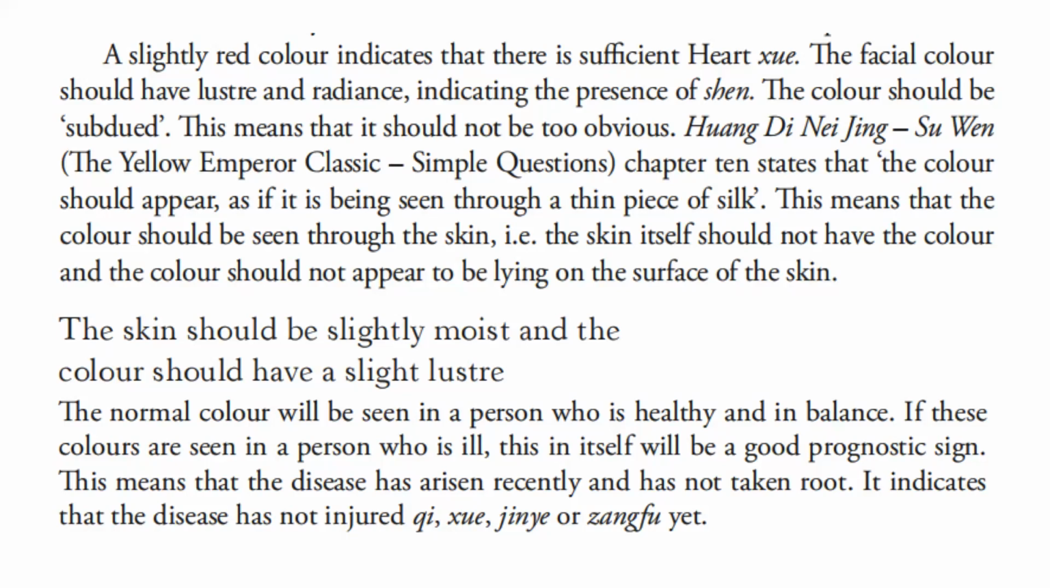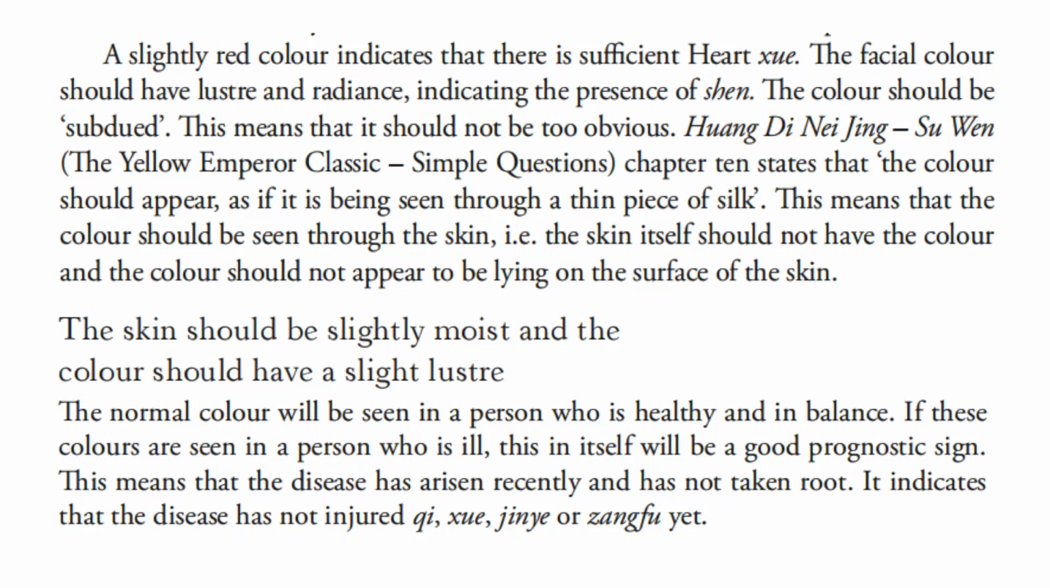Huang Di Nei Jing, Su Wen, the Yellow Emperor's Classic, Simple Questions, in chapter 10 states that the color should appear as if it is being seen through a thin piece of silk. This means that the color should be seen through the skin. That is, the skin itself should not have the color, and the color should not appear to be lying on the surface of the skin. The skin should be slightly moist, and the color should have a slight luster.